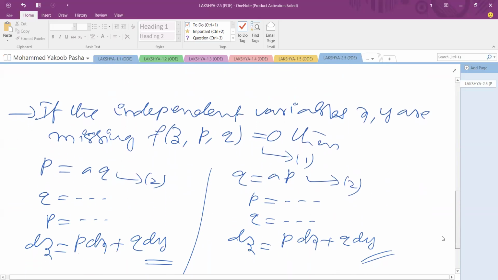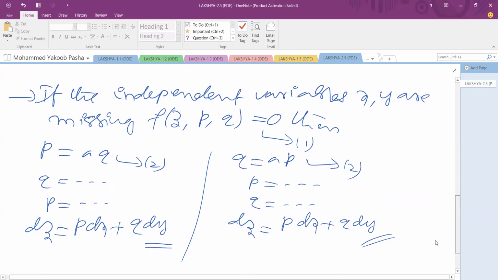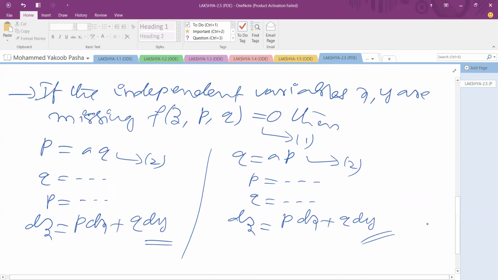Similarly, when the independent variables x and y are missing, here in this case the equation is in the form of f(z, p, q) = 0.